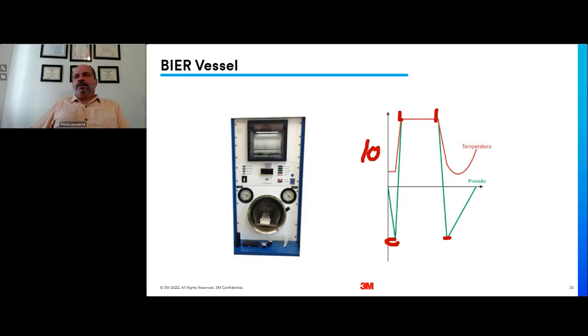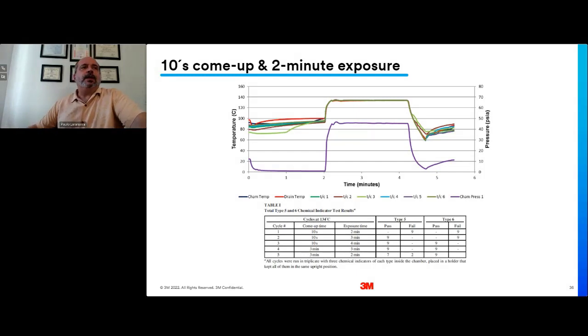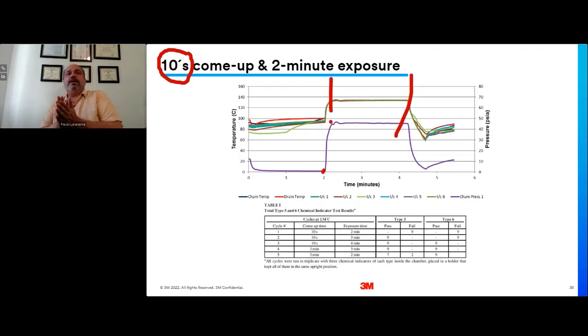For BIs, it works really well, because with BIs we want to challenge them at the exposure phase. So we want to eliminate as much as possible all the pre and post stuff. But for CIs, it's a bit complicated. Let's look into the graph. I did a research using only type 5 and type 6 chemical indicators. And here is the actual BIER vessel graph. Here we have the 10 second come up curve. It goes from the deepest vacuum point to the exposure phase in 10 seconds. And then I added a 2 minute exposure. The 2 minute exposure at 275 needs to give me a fail.